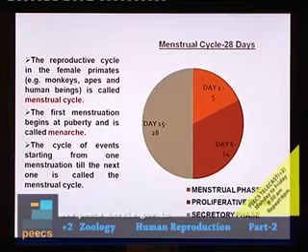On the 14th day, if it is a 28-day cycle, on the 14th day or in the middle of this cycle there will be ovulation, or you can call it the ovulatory phase, and after that there is a secretory phase. From day 15 to 28 there is the secretory phase.